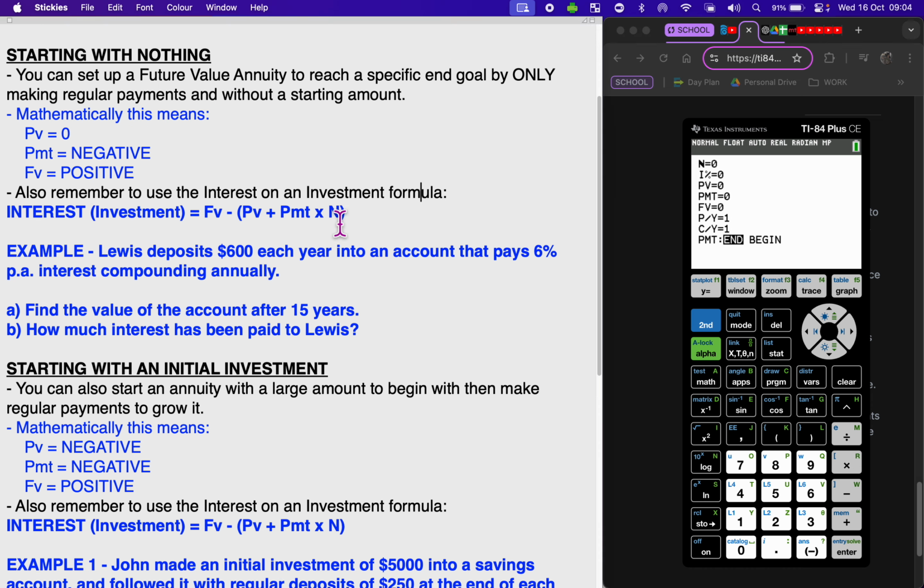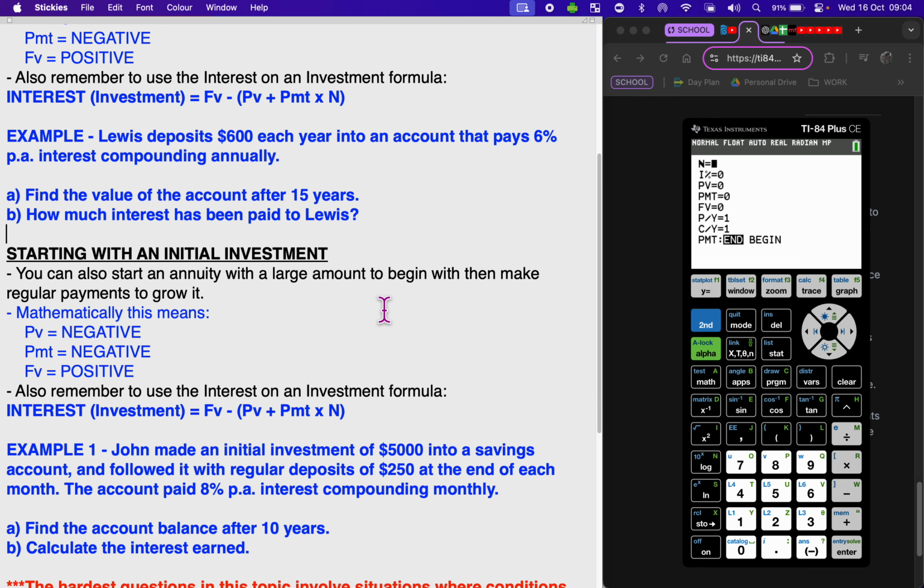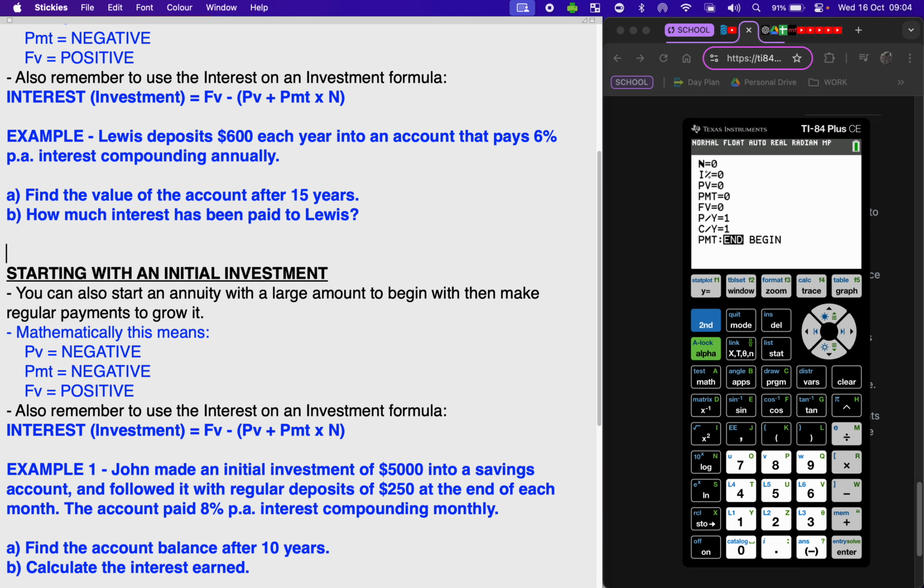And please remember, this is the investment interest formula: interest for an investment is equal to FV minus any starting amount and all the payments in total. So let's do this example. Lewis deposits $600 each year, so he's only doing it once a year, into an account that pays 6% interest compounding annually. Find the value of the account after 15 years.